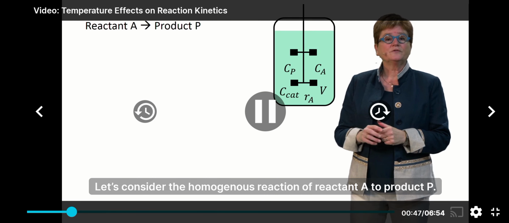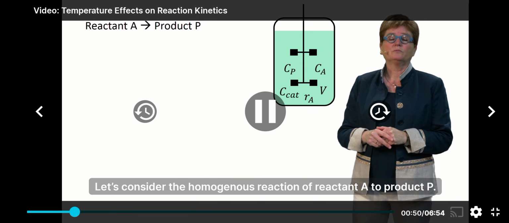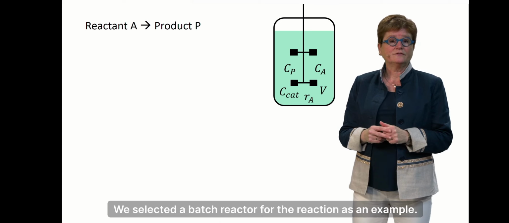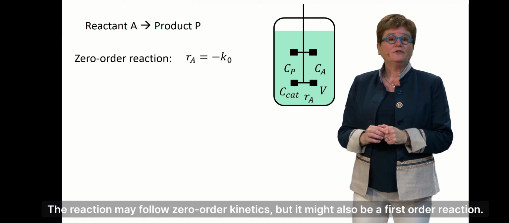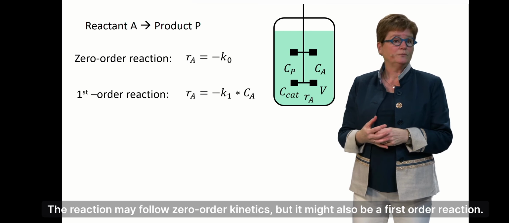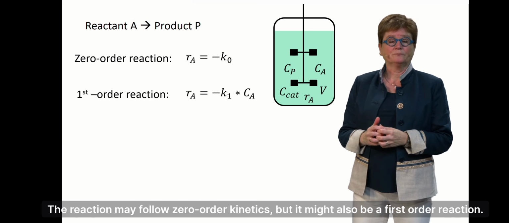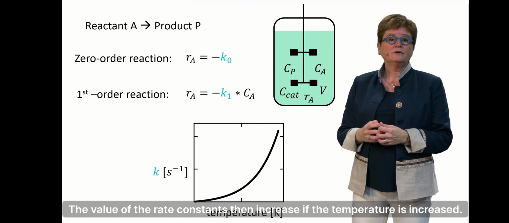Let's consider the homogeneous reaction of reactant A to product P. We selected a batch reactor for the reaction as an example. The reaction may follow zero-order kinetics, but it might also be a first-order reaction. The value of the rate constants increases if the temperature is increased.